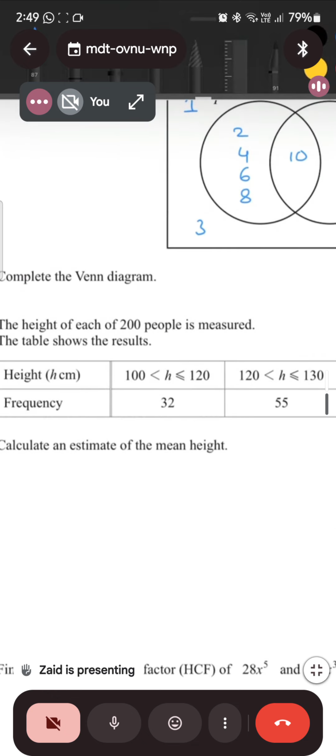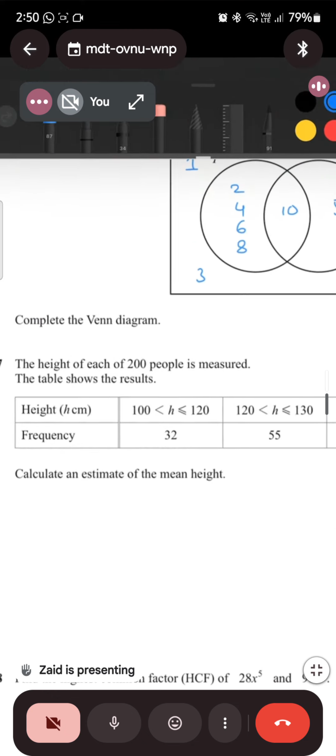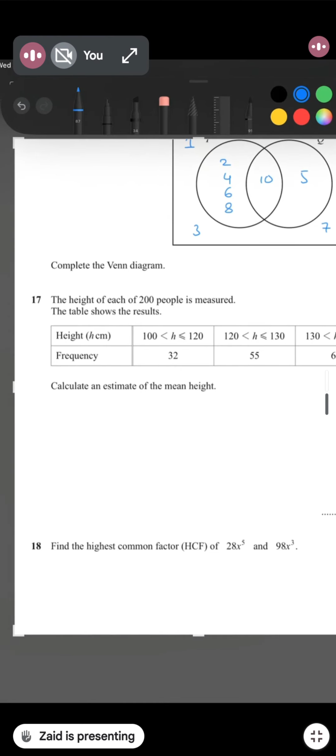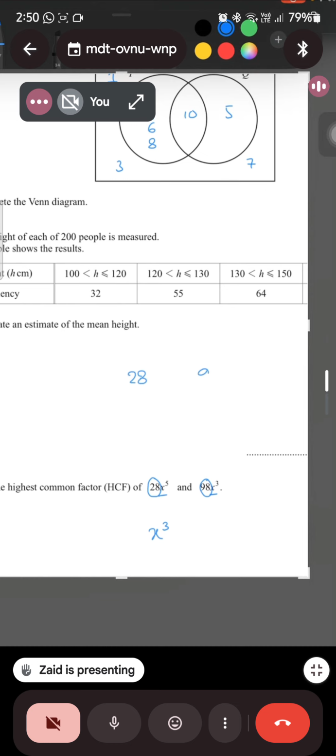You have to find the highest common factor of 28x to the power 5 and 98x to the power 3. Highest common factor. Okay. So you can do it like that one as well. Or what you can do here is, okay, for the algebra part, the smaller of the powers is going to be the common factor. Okay, so it's x3. Okay, now you check out what is the table in which 28 and 98 both are coming. So 28 and 98. Okay, so you have to take the highest common factor. So we can do it this way as well.